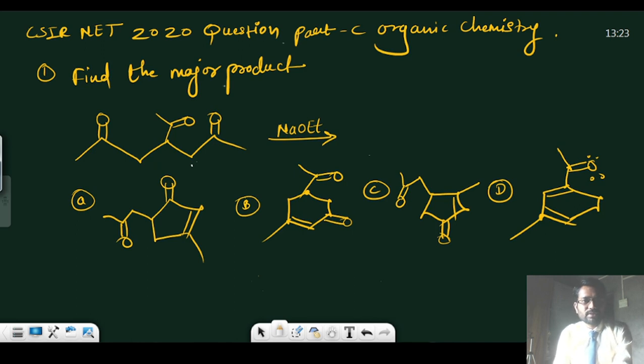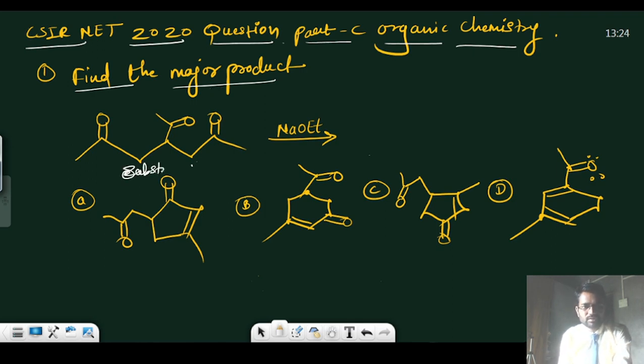Today we are going to discuss the CSIR NET 2020 question. Part C, organic chemistry. Find the major product of the following reaction. This is our substrate, and this is our reagent and reaction condition.